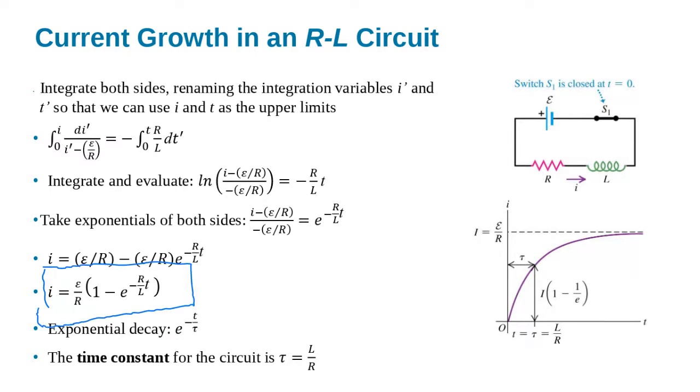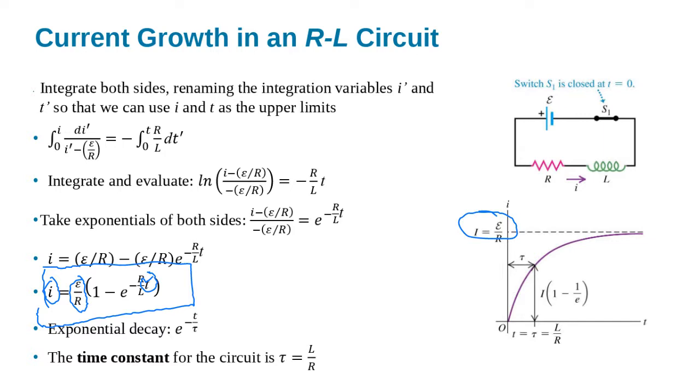So we've got then our current. You want to know what's happened to that current over time, so it's some function of time here. And then this part of the equation here, this epsilon over R, that's the final current that we get. That's what this tends to as time tends to infinity.